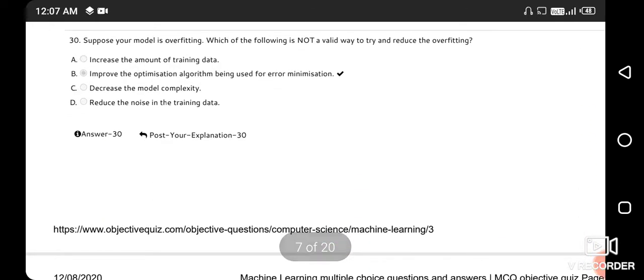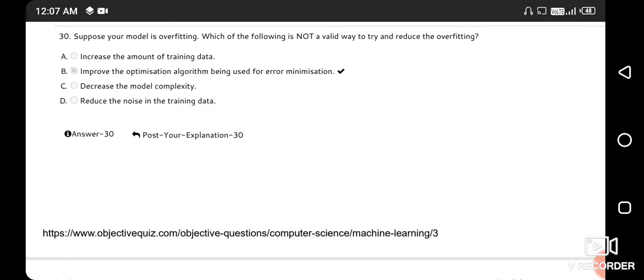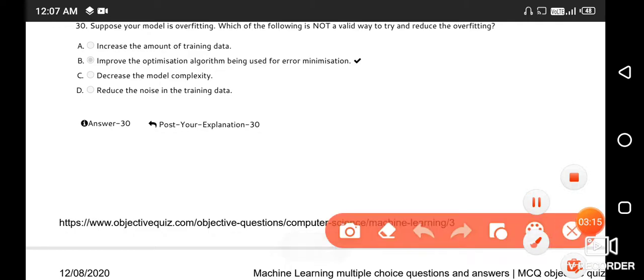Next question. Suppose your model is overfitting. Which of the following is not a valid way to try and reduce the overfitting? So the option that is not a valid way to reduce overfitting is to improve the optimization algorithm being used for the error minimization. So option B is the correct one.